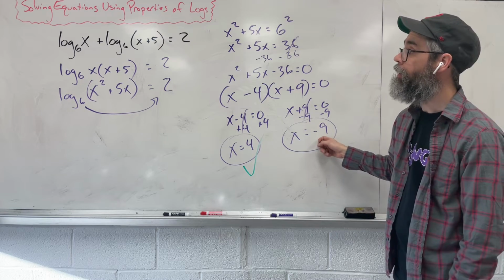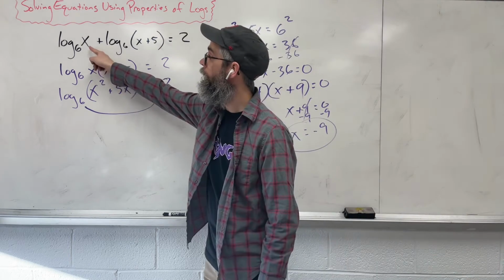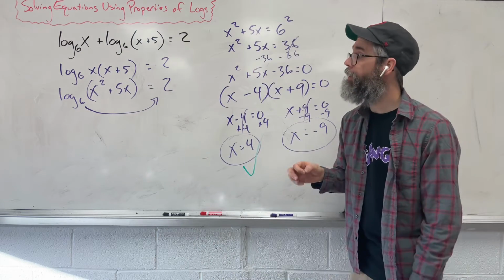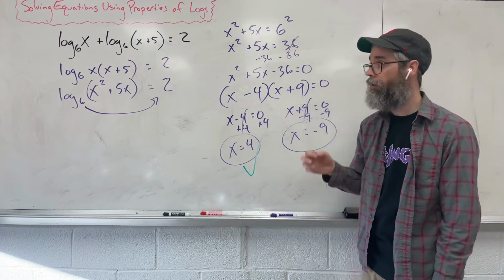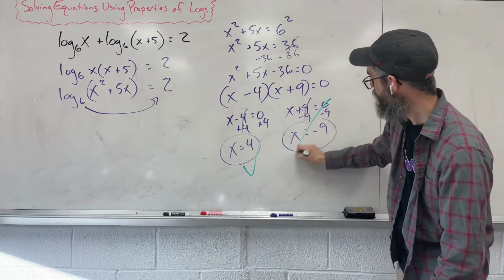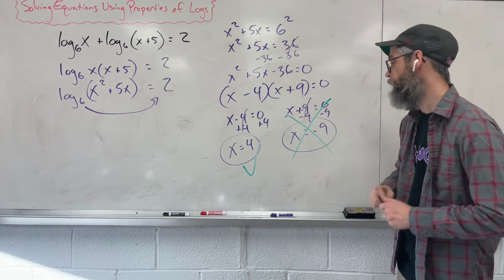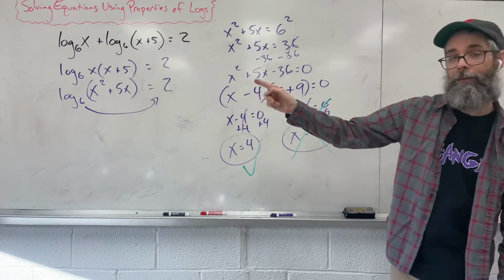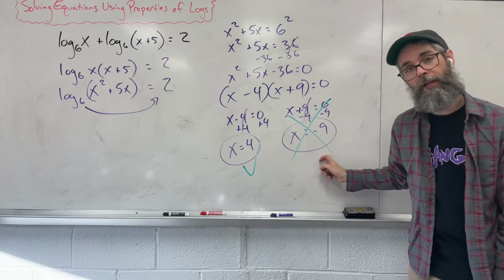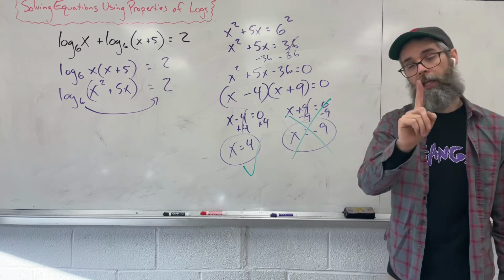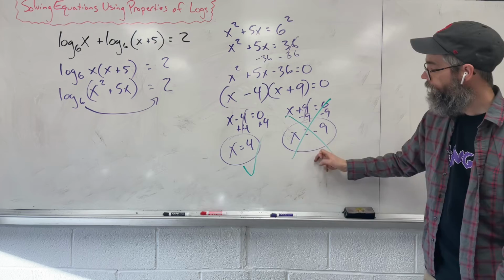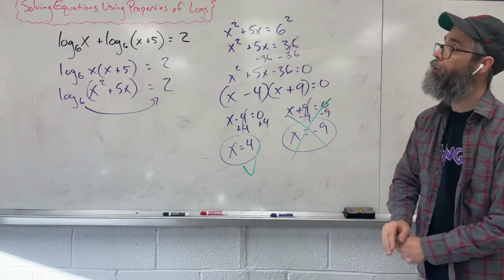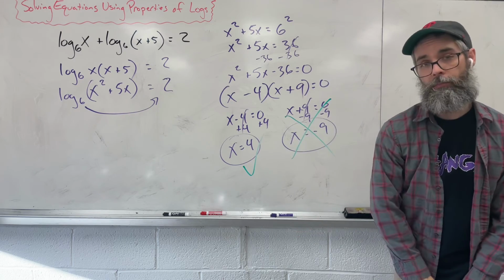Negative 9, however, if I plug it in here, log base 6 of a negative 9, I'm not allowed to take the log of a negative 9. The second I have a negative number in there, it messes things up. Even though we did all of our work correctly, this answer does not fit. Again, that's called an extraneous solution. So we only have one answer here, x equals 4. This time we did all correct work, it just doesn't work for us. So that was solving equations using properties of logs.